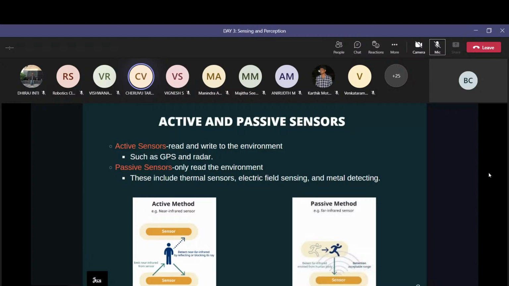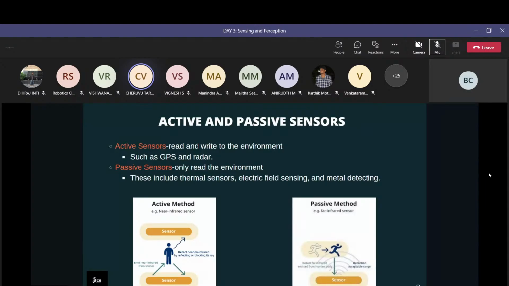If you take a radar, it will send out signals, it will emit the signals, and those signals will hit a surface and be reflected back. Those reflected signals are again taken by the emitter and receiver. So that's a case of an active sensor, where you are reading and writing to the environment in both cases. Examples are GPS, radars and everything. Those are active sensors. And passive sensors are those which can only read from the environment.